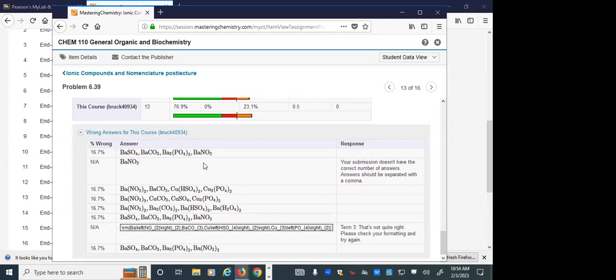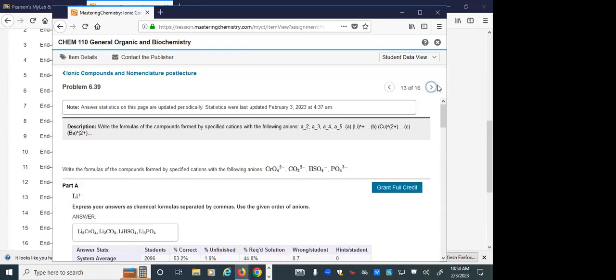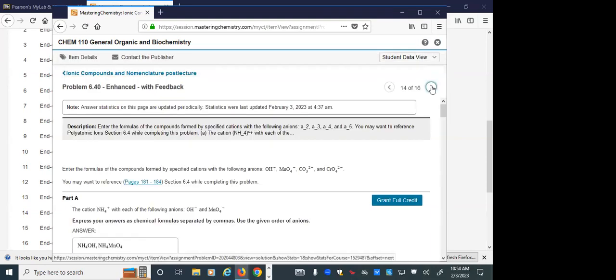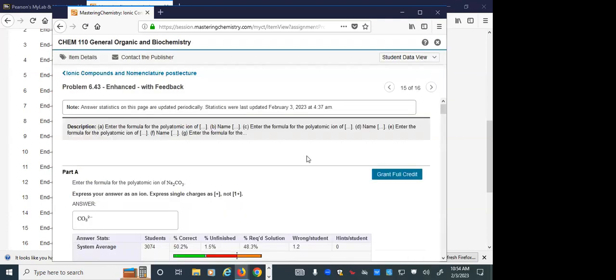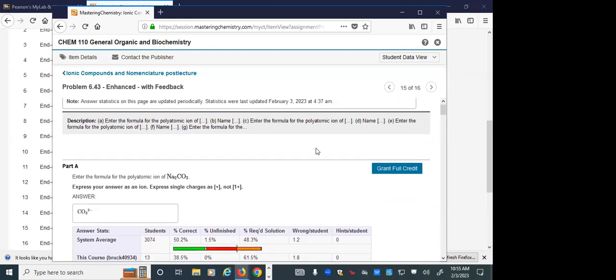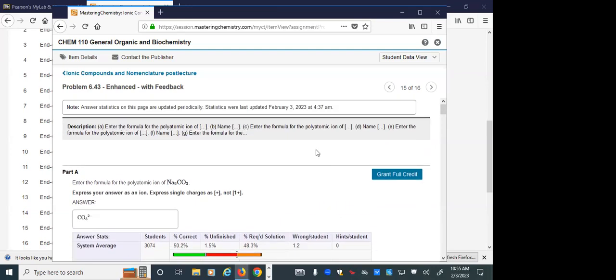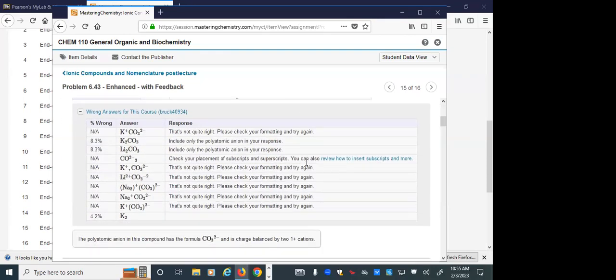All right, was there any other homework problem that was specifically difficult that would benefit from a couple of minutes of review? I had a couple of comments about question 15 here, where you had to enter the formula of the polyatomic ion and kind of break it down.